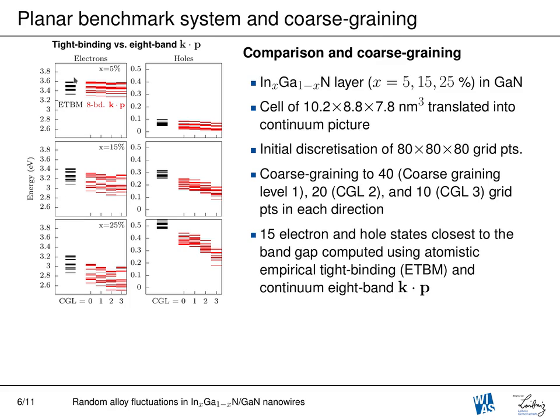So here on the left side you see the electron states. The black ones are the ones computed with tight binding, and the red ones are the ones computed with k.p, and here on the right side you see the hole state energies. Then we apply this coarse graining, so we compute the energies once from the tight binding, then from the k.p, and then we reduce the accuracy of the discretization of the cell according to these coarse graining levels here.